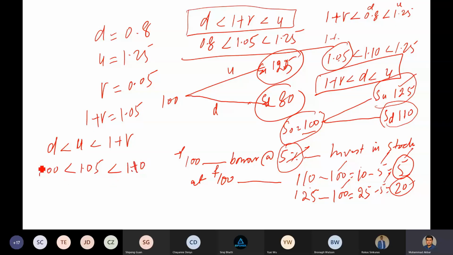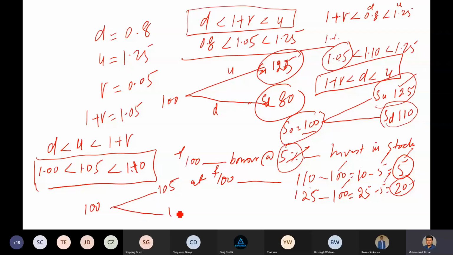So in this case, the opposite will happen. Because the stock price today is 100, it can go up to 105, or it can be the same 100. Or even, if I take D equal to 0.8, it can go to 80. So let's make it 0.8. So it can go to 80. So in this case, what will happen? I will short the stock of the company.